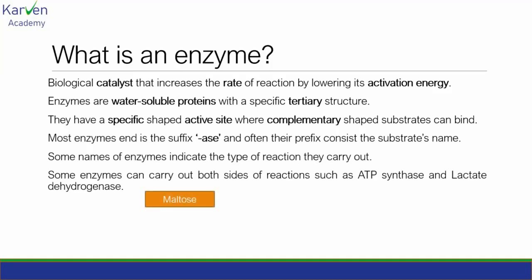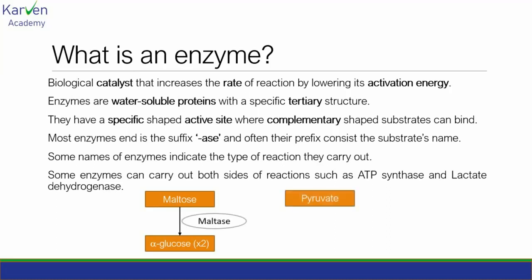Here we start with maltose, which is broken down to 2 alpha glucose by the enzyme maltase. In this other reaction, pyruvate is broken down to lactate by the enzyme lactate dehydrogenase. You don't need to know this reaction yet, but this will be covered in year 13. Note that the enzyme maltase has the prefix malt, indicating that it catalyzes the reaction of maltose to alpha glucose. And note the reaction of lactate dehydrogenase, which is capable of converting pyruvate to lactate and also lactate to pyruvate, releasing a molecule called NAD.